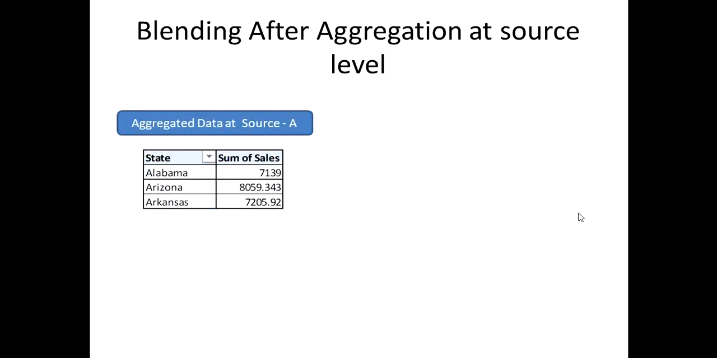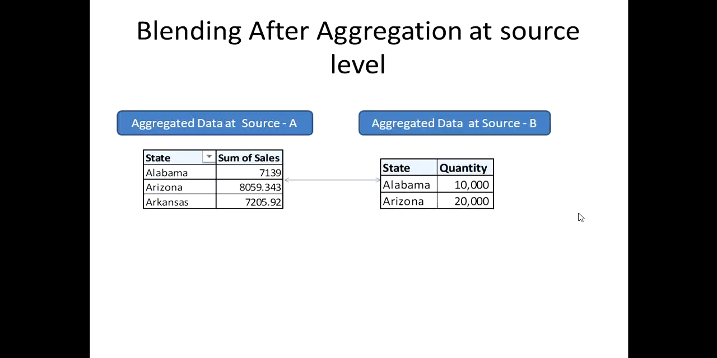So aggregated data at source A is now going to join with aggregated data at source B. So now this will get joined. Unlike your cross database join, which doesn't do any aggregation first, it joins row to row, and after joining row to row it does aggregation into the Tableau view level. But in data blending that is not happening.